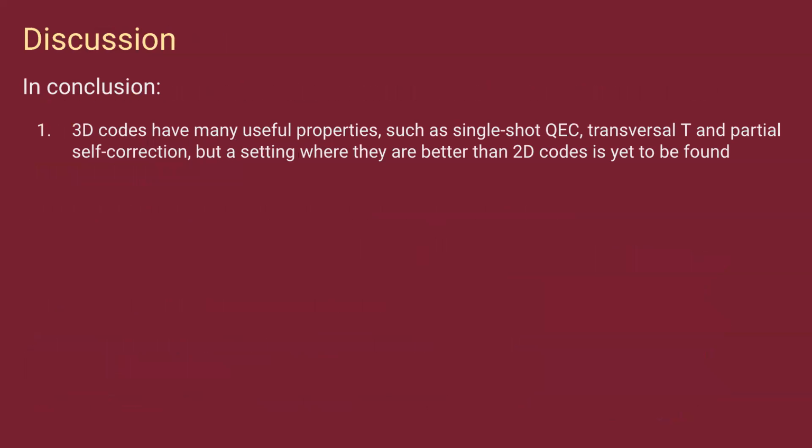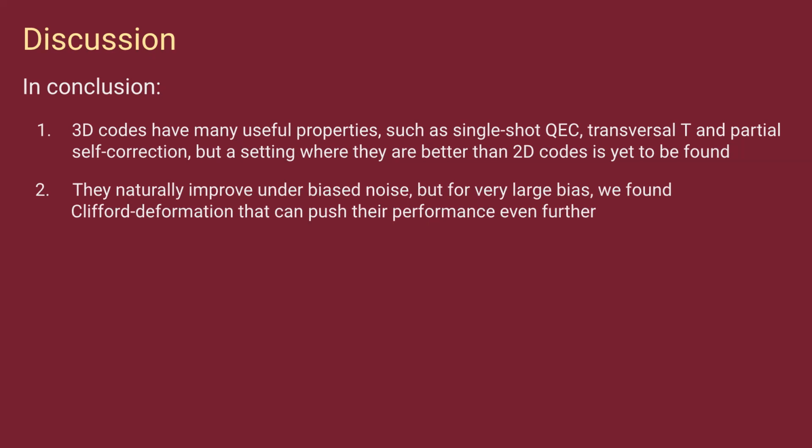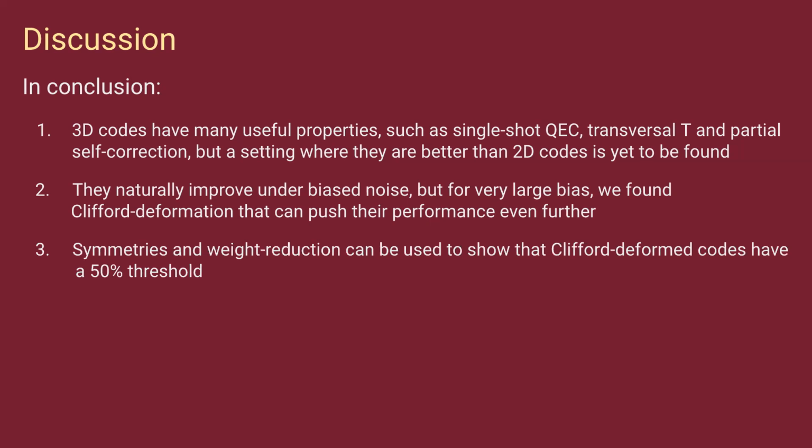Okay, so in conclusion, 3D codes have many useful properties, such as single-shot quantum error correction, the presence of transversal multi-qubit gates, and some partial self-correction for some codes. But effectively, where they are better than 2D codes is yet to be found. It's naturally improved by biased noise, but for a very large bias, we found some deformation that can push performance even further. And we can use symmetries and weight reduction to show that deformed codes have a 50% threshold. So that's sort of a new value.